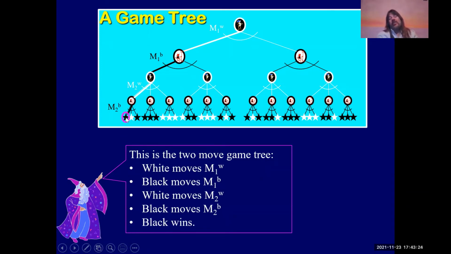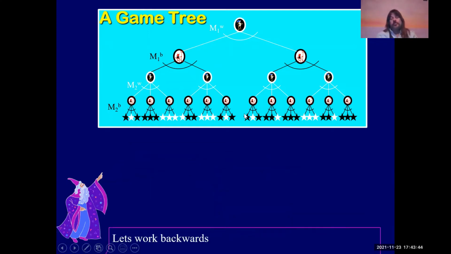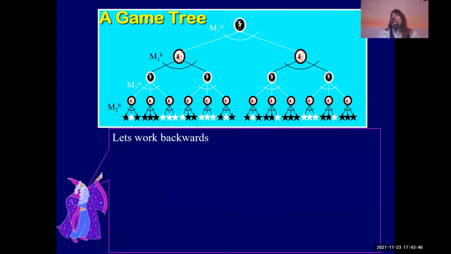And then we get down to a star. If it's a black star, then black wins. And if it's a white star, white wins, right? So this tree then defines the game. And each person has to figure out which move to make in order to win, right? So the best way to figure out who has a winning strategy is to work backwards, all right?